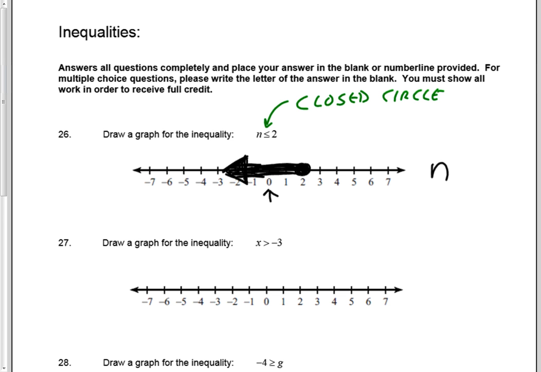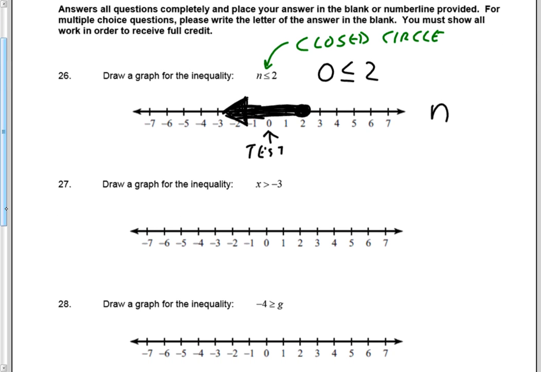Let's check 0. You can check anything you want over here. So let's see. Is 0 less than 2? Does that make sense? Then you pick the right direction. If you pick this way, that means you're saying that 5 and 6 are an answer, and 5 and 6 are not less than 2. Always test something. I'm testing a 0 just because I like 0. You test anything in the direction that this is going.